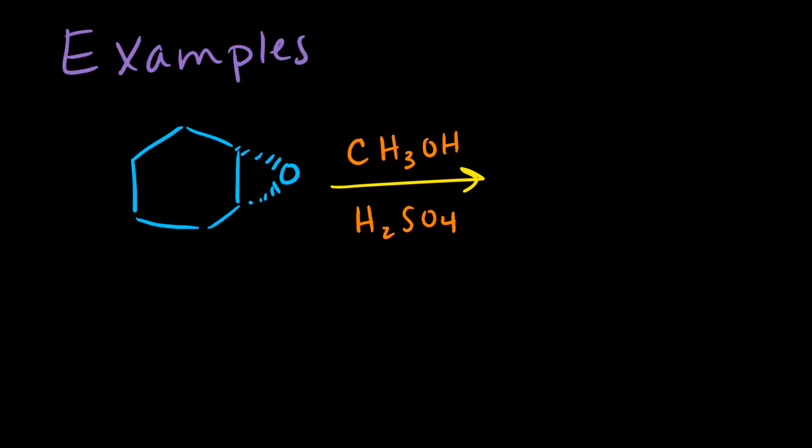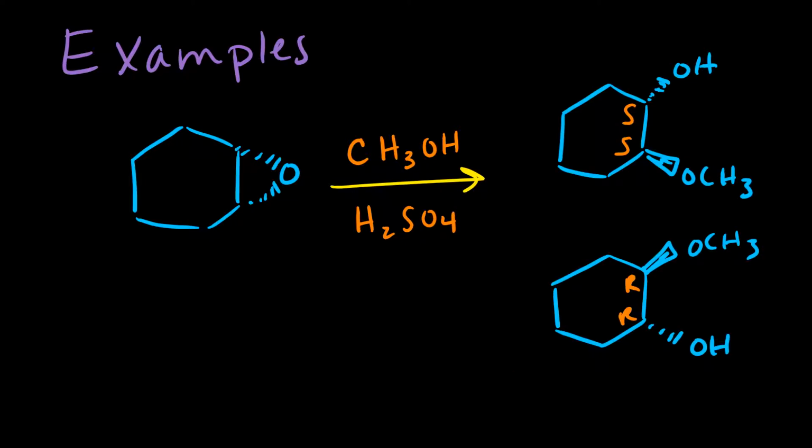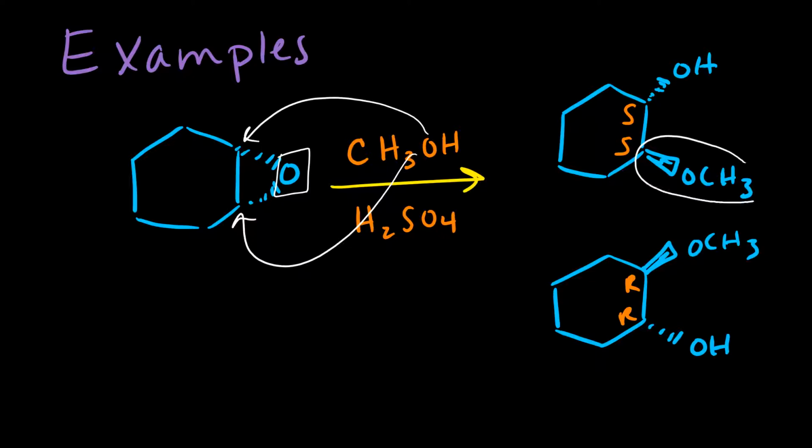So here are a couple of examples. This time we have methanol in sulfuric acid, and you can use tosic acid for this as well. And once this oxygen is protonated by the sulfuric acid, the methanol is going to come in from either side. It comes in from the opposite side of the epoxide ring, epoxide bridge, so to speak. So this time, since this is pointing down, the methanol, the OCH3 groups are going to be pointing up.